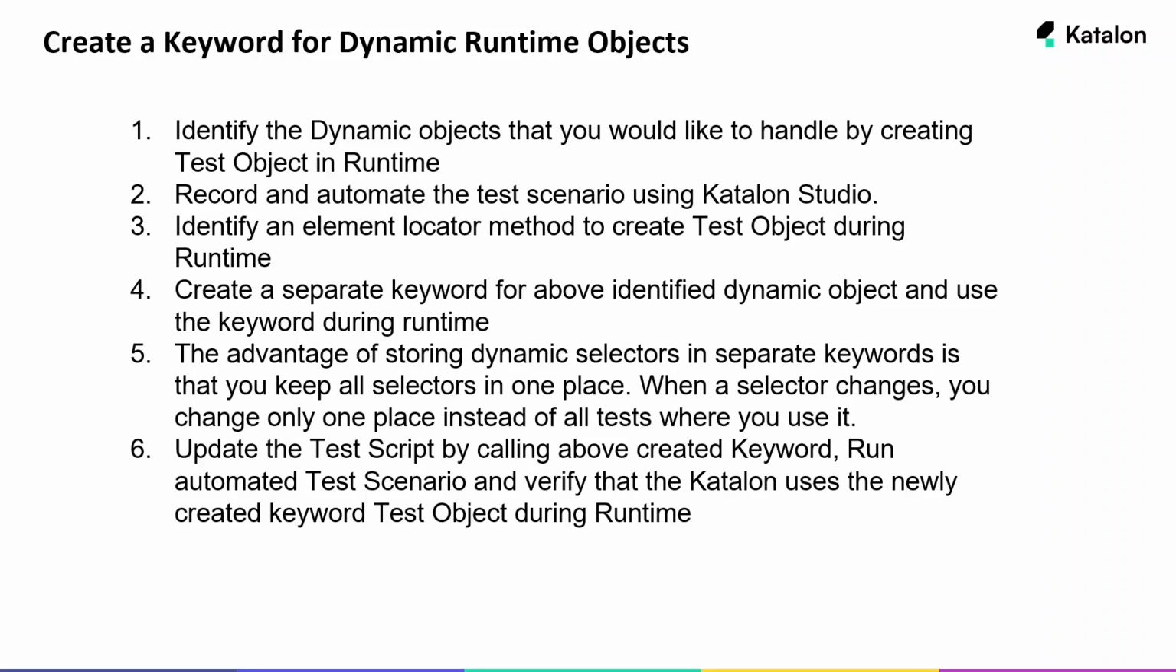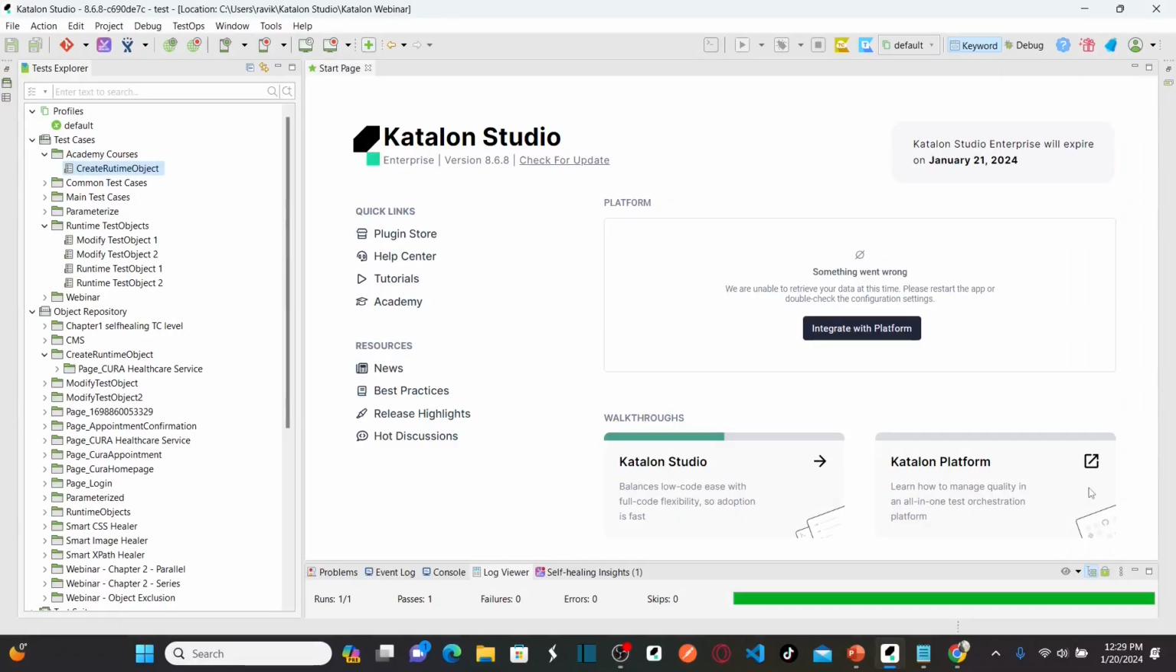How can we create a keyword for dynamic runtime object by using Katalon Studio? So this is my Katalon Studio. So now let us see what is our first step.